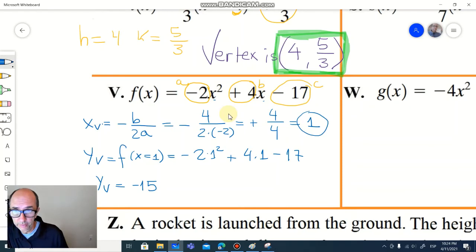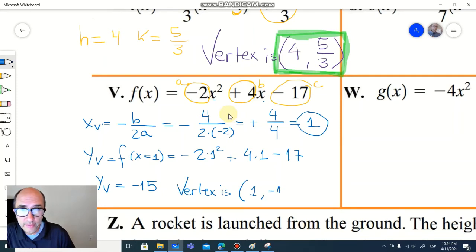Okay, let's see if yes, this is right. Now we will write the vertex and check the answer. When we are talking about the vertex, the vertex is a point in the graph, and the numbers here are the coordinates. x equals 1, y equals negative 17.